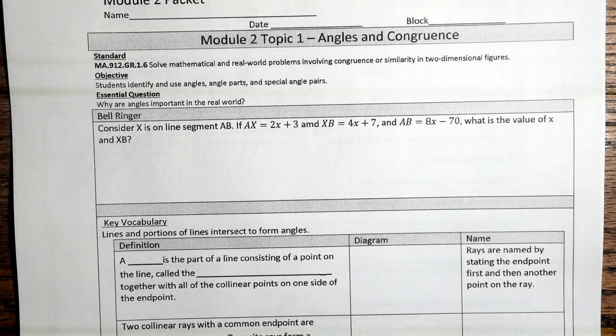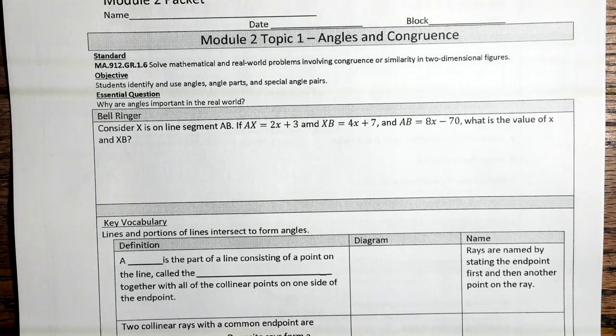Okay guys, we're going to go over Module 2, Topic 1 today, Angles and Congruence. Again, Module 2, Topic 1. The standard for this particular topic is GR 1.6. We're going to solve mathematical and real-world problems involving congruence or similarity in two-dimensional figures. Our objective today, you are going to identify and use angles, angle parts, and special angle pairs. Our essential question is, why are angles important in the real world?